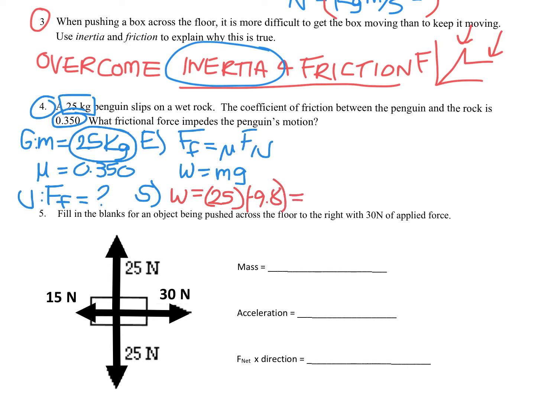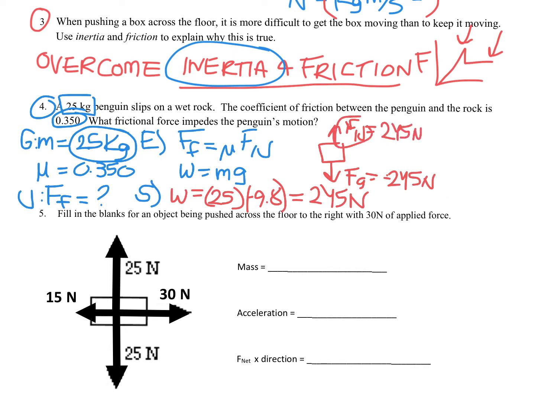I multiply those two numbers together, and I end up getting about 245 newtons. Now remember, if this penguin has a force of gravity down, then we can assume that the normal force pushing up on the penguin is equal. So if downwards this is 245 newtons down, we can assume that the normal force pushing up is 245 newtons, which is great because we need that normal force to plug into this equation.